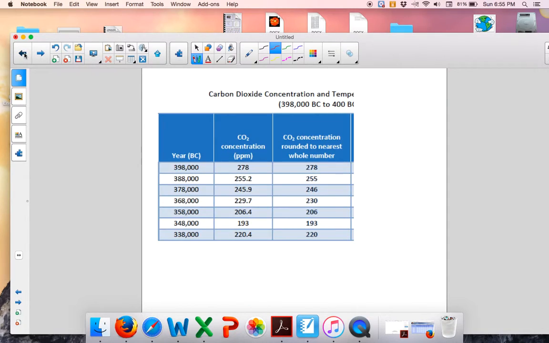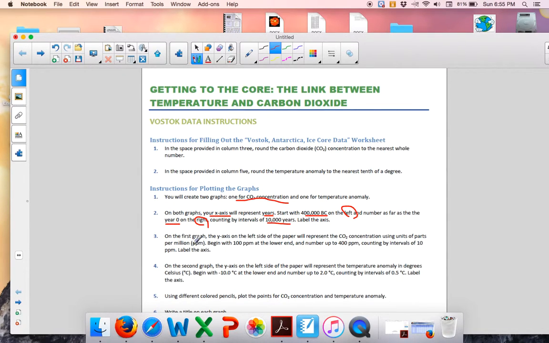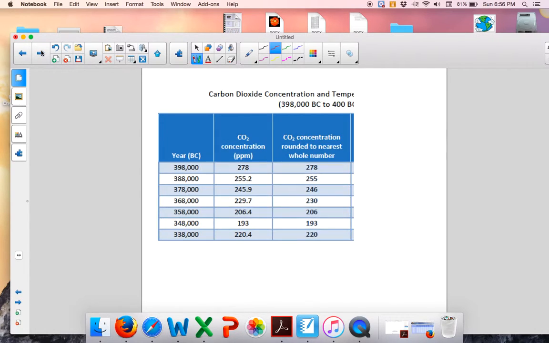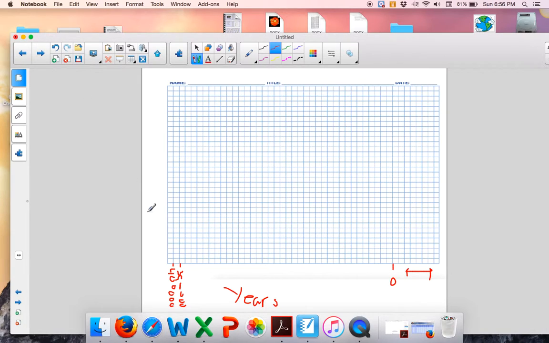Okay, back to the directions. The third step says that the y-axis is going to represent the CO2 concentration, and that's going to be in units of parts per million. You're going to begin at 100 parts per million, and you're going to go all the way up to 400 parts per million, and they want you to count by tens on that side. So looking at your graph, this is where the CO2 is going to be, and make sure you put it in units of parts per million. ppm is standard for parts per million, so you can use that.